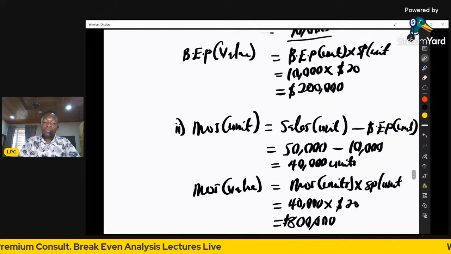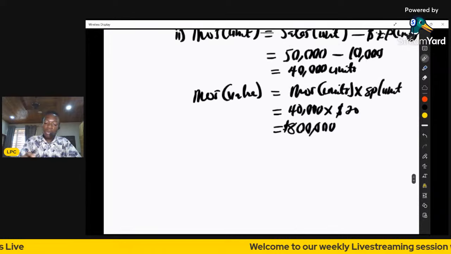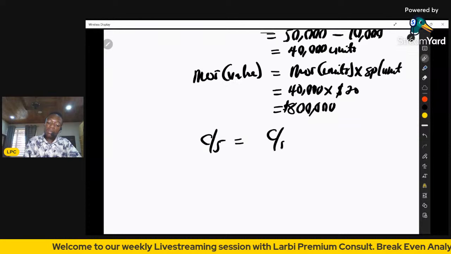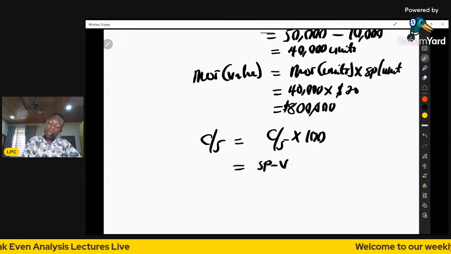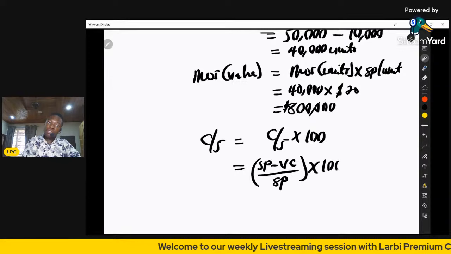And what next were we asked? You were also asked to calculate the CS ratio. So that's contribution to sales ratio, right? So our CS ratio should be equal to contribution divided by sales, multiplied by 100, right? We can get our contribution, in terms of per unit, by saying selling price minus variable cost, all divided by the selling price, and then multiply all by 100, right? That's in terms of per unit.